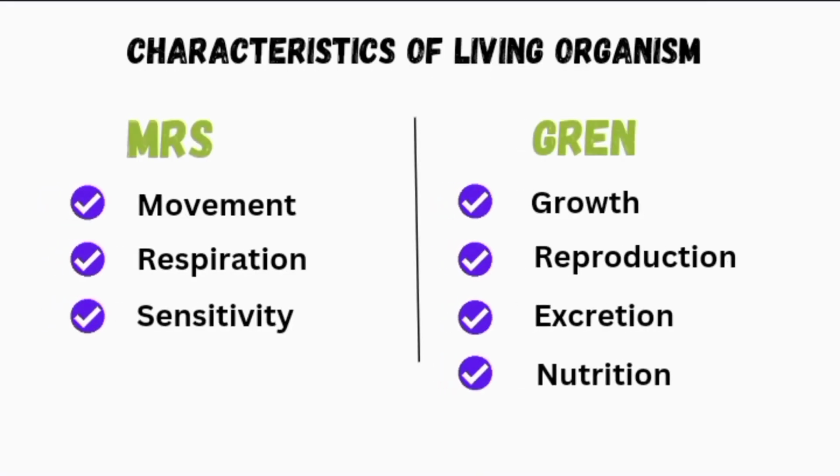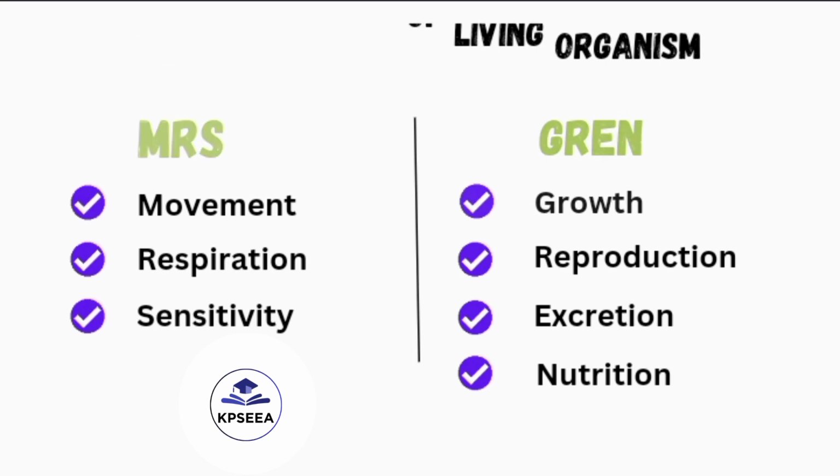What are the characteristics of living things? You can remember it as Mrs. Green. Here are the 7 characteristics of living organisms. First is movement, second is respiration, third is sensitivity, fourth one is growth, fifth one is reproduction, second last is excretion, and the last one is nutrition. These 7 characteristics are present in every living organism, and you can memorize them by Mrs. Green. Okay, let's discuss them one by one.